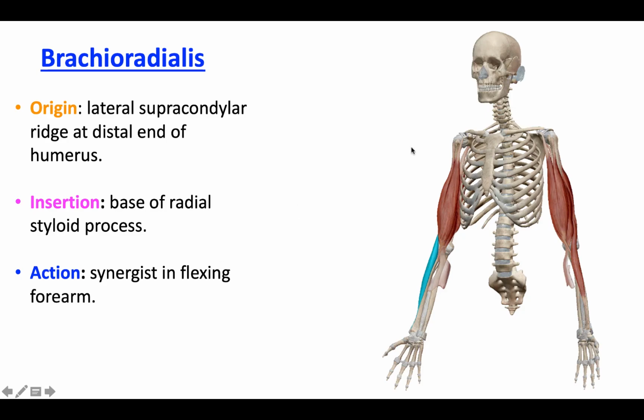Okay, brachioradialis. Brachioradialis originates at the lateral supracondylar ridge at the distal end of the humerus, so that's up here. It's going to wrap around and insert at the base of the radial styloid process way down here. Now, the brachioradialis is a synergistic muscle in flexing the forearm.